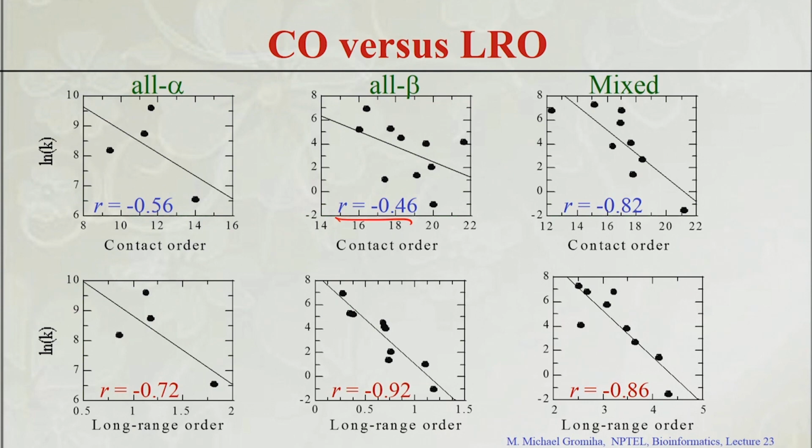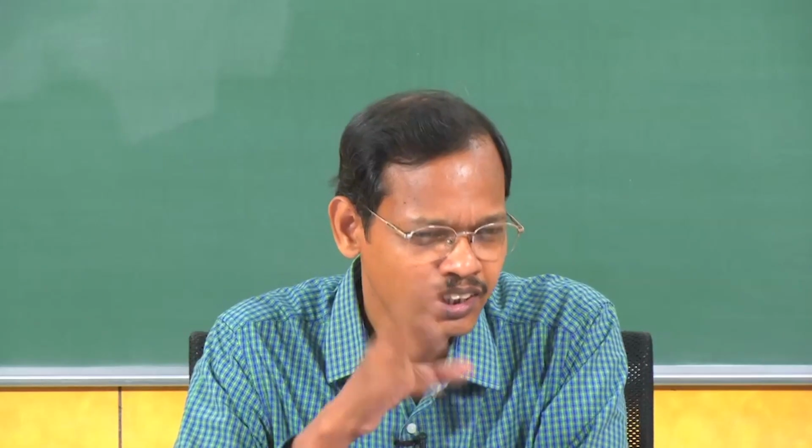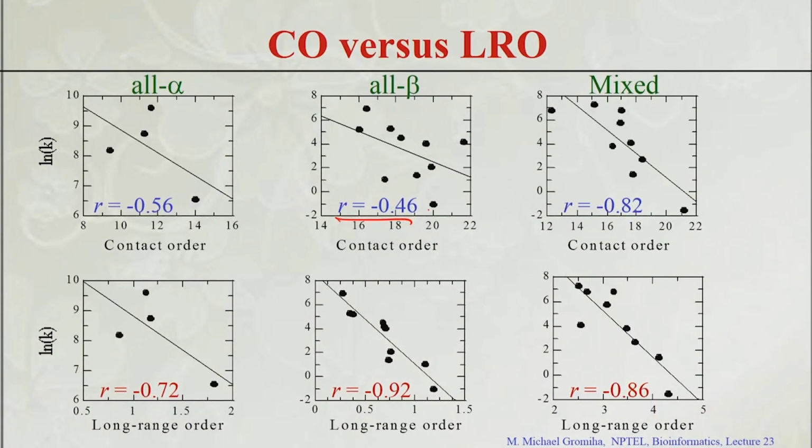That means short and medium range contacts include some noise in calculating the folding rate. This is the reason why, if including these medium range contacts, the correlation is only 0.46, but if you exclude this we will get up to 0.92. In the case of mixed class proteins you can see a similar level, 0.82 and 0.86. The number is almost similar in both contact order as well as the long range order.